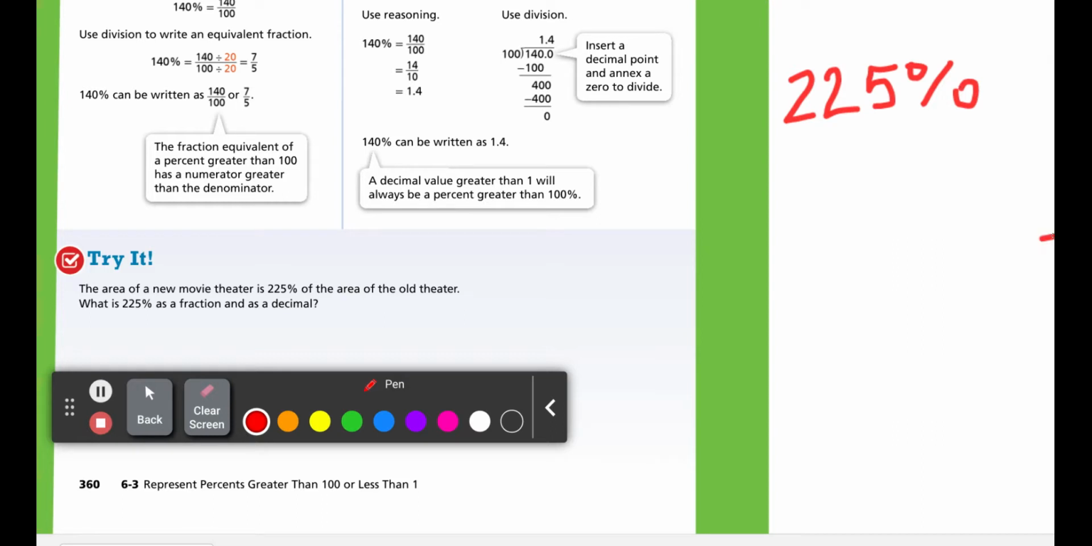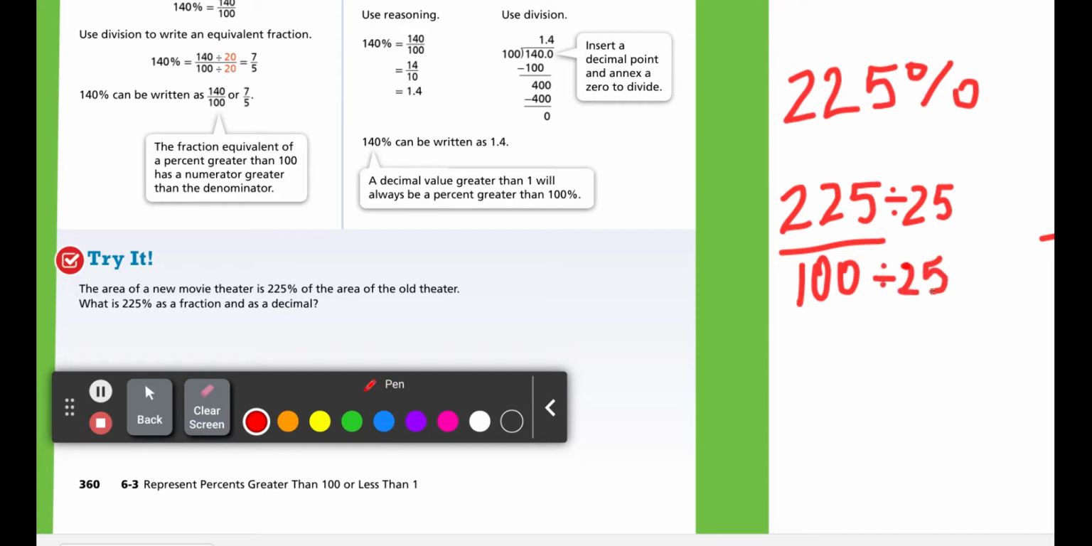Percent means over 100, so you should have 225 over 100. And how can you simplify this? We can divide them both by 25. 25 is the biggest number that goes into both 225 and 100. So simplified, we would get 9/4. So 225% is the same thing as 225 to 100, which is also 9/4.